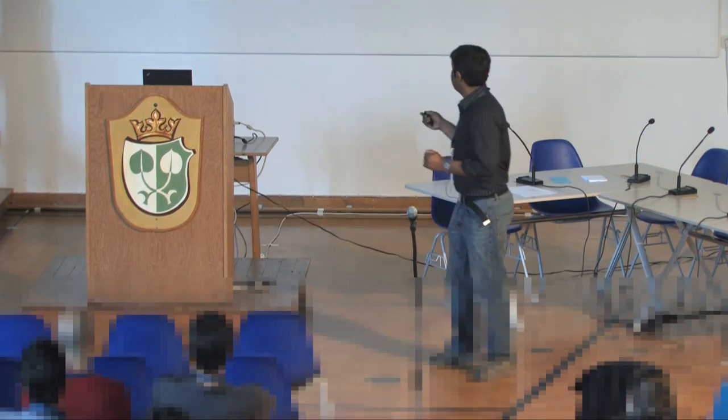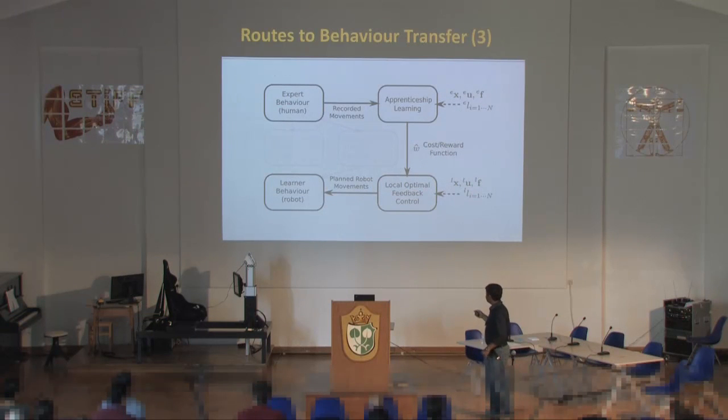Okay, so I will be relatively quick through this section because I want to leave some time for questions. But essentially, what this route tells you is if you have an expert human behavior, some recorded movements, and again, you assume that you have the model of the expert, the trajectory and the commands, what you really want to extract is this cost or reward function, which can then be fed into the optimal feedback controller.